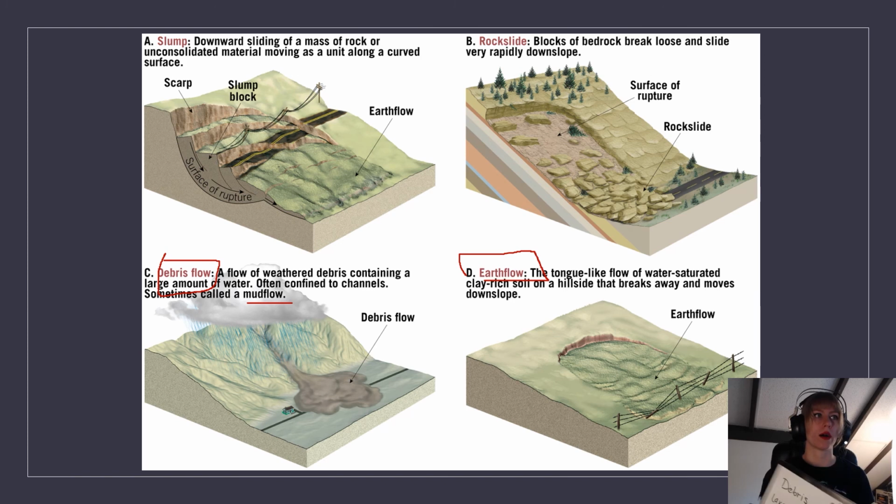Okay. This one's confined to channels. This one is not confined. These are your major differences between the two, other than how they look. One's also generally on a steeper slope and the other one is on a hillside. And you can see it looks like it kind of sinks and it just kind of goes along. This one's very fast. Okay, it's just kind of like a lahar.